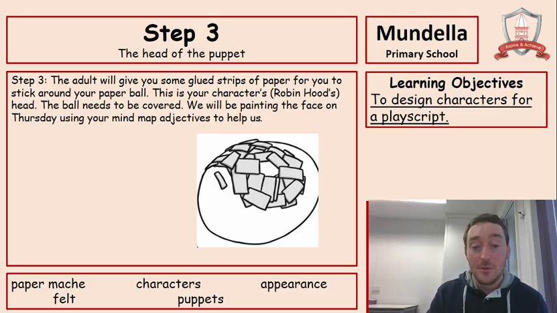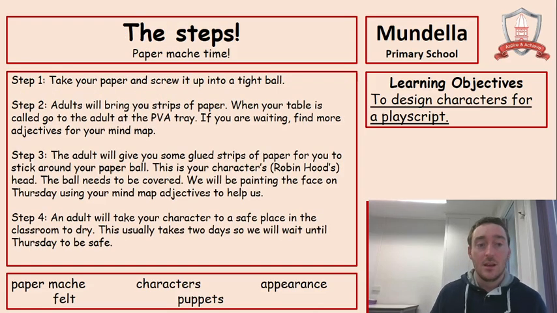Moving on to step 4 in 3, 2, 1. Okay, these are all of the steps because step 4, obviously an adult will take your character to a safe place in the classroom to dry. Or if you're at home, find a place where it will dry out best. And then obviously we will come back to it later in the week.